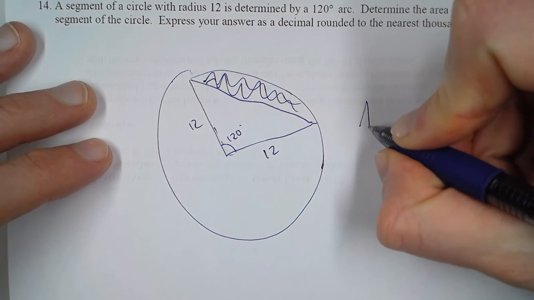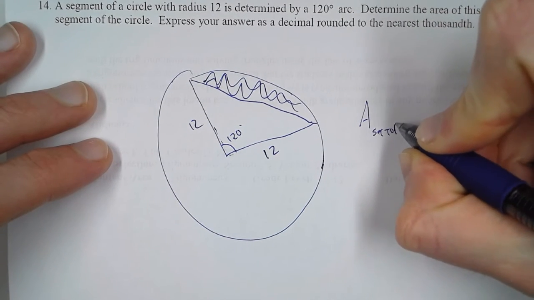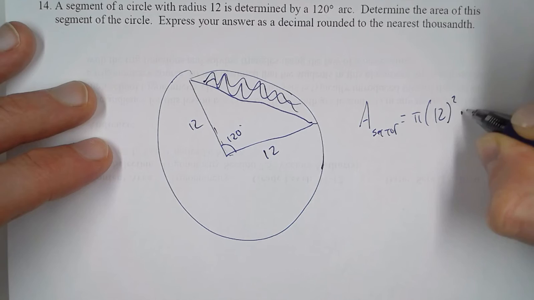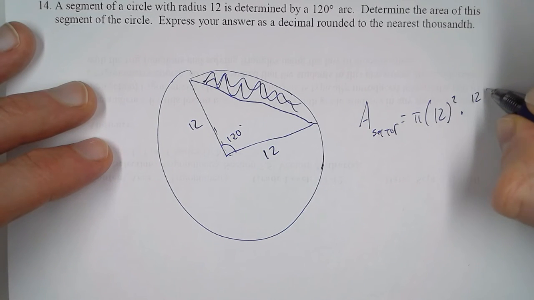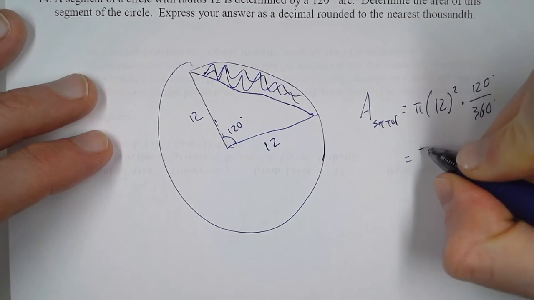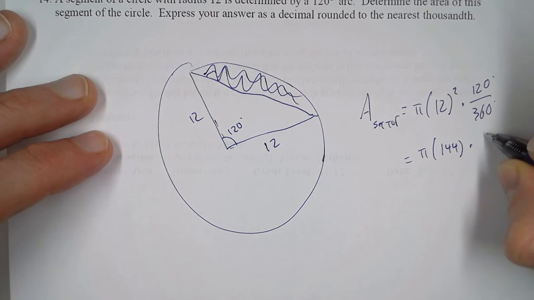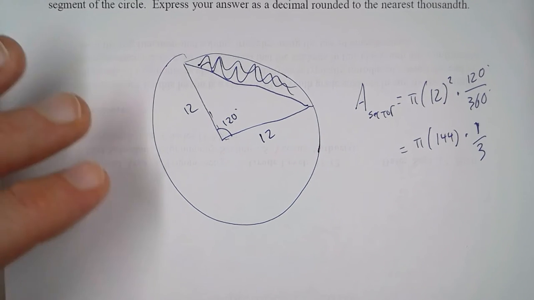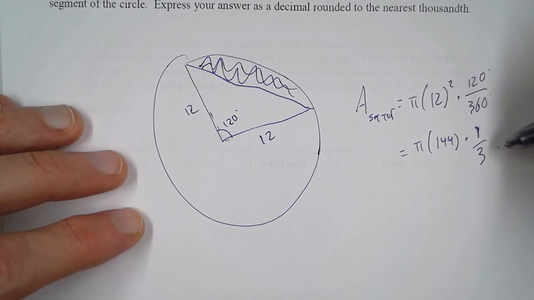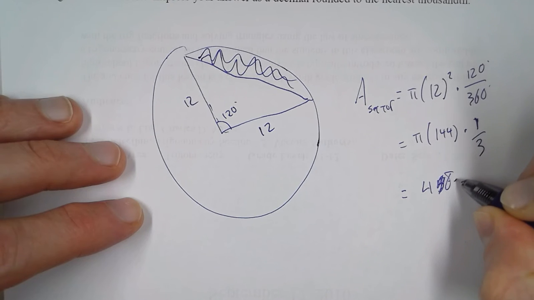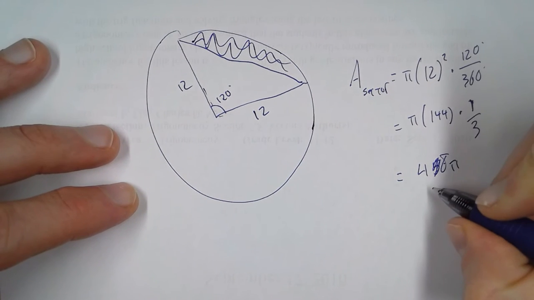And so to find the area of the sector, we take the area formula, pi r squared, and then we multiply by the portion of the circle that it takes up, specifically 120 divided by 360. Now 12 squared is 144, and 120 over 360 simplifies to 1/3. And when we take 144 and multiply by 1/3, we get 48 pi. That's our area of the sector.